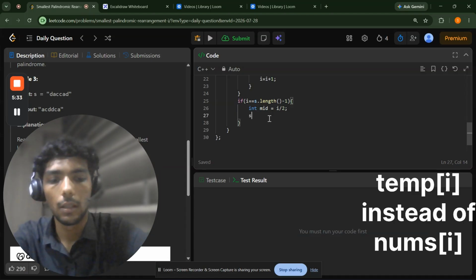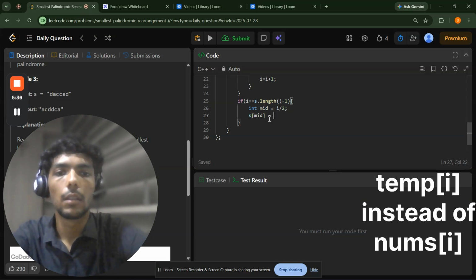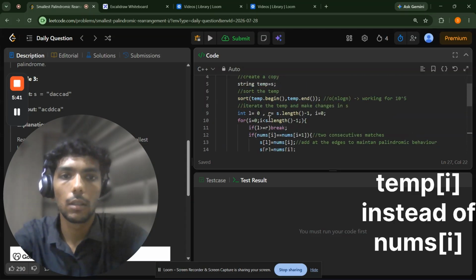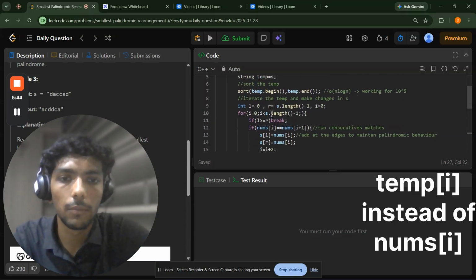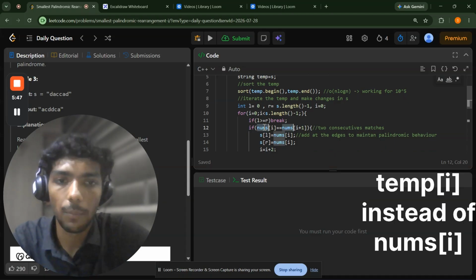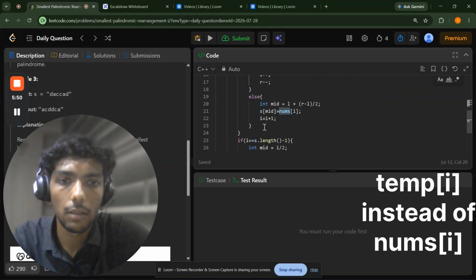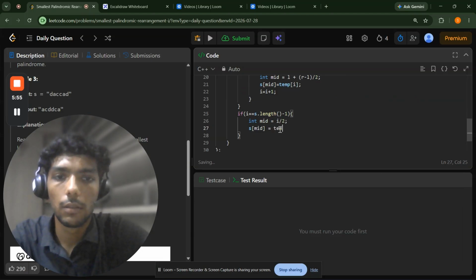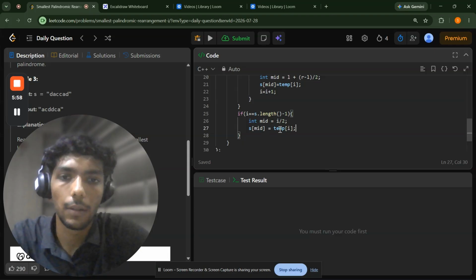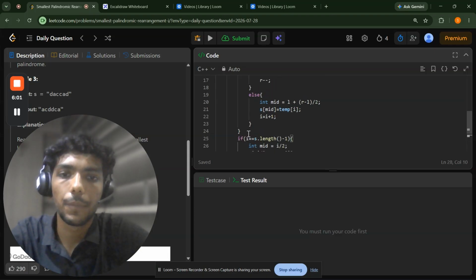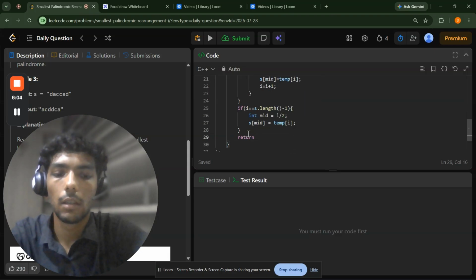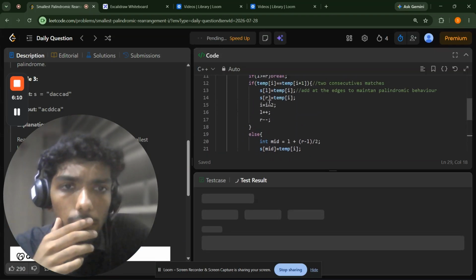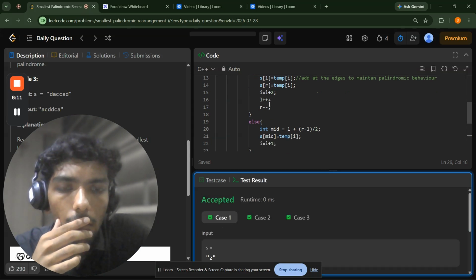Okay, S of mid equals to the last element, which was, it should not have been nums but temp instead. Temp of I, and then we return S. And this is correct. It should be correct.